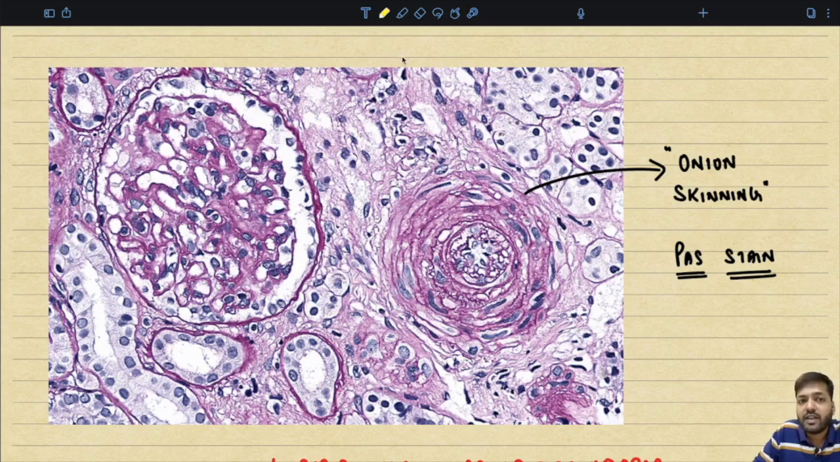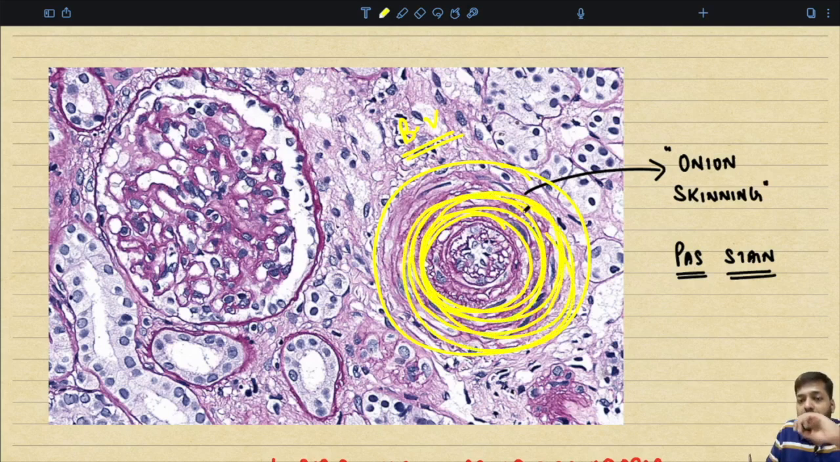So what is it that we can appreciate over here? You can see that there is a particular lesion. This is a blood vessel over here, okay? And in this blood vessel, around and around, just like an onion skin is there. So there's onion skinning or onion skin thickening of the blood vessel with narrowing of the blood vessel lumen. Okay, this is the PAS stain wherein we are observing.